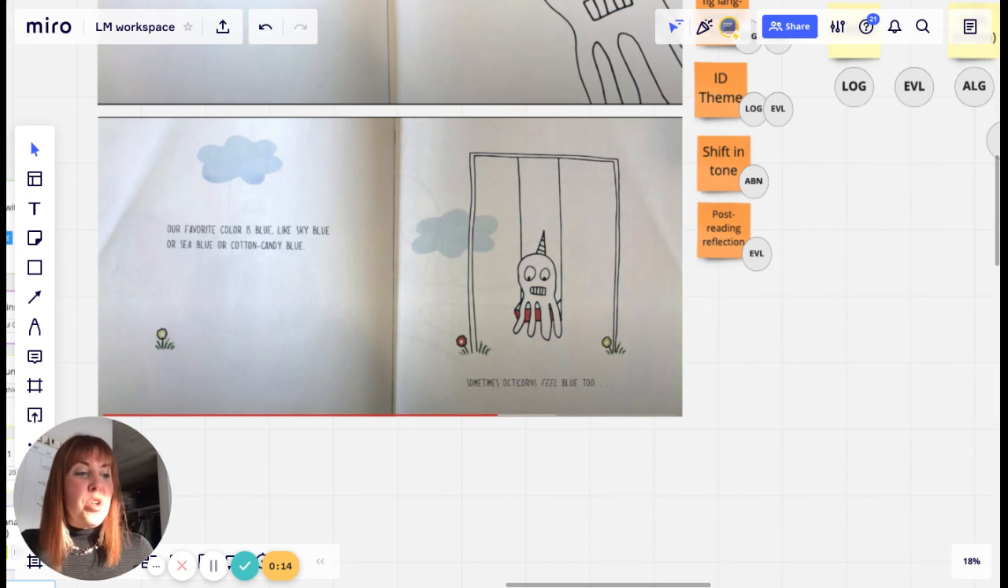So, in short, computational thinking can offer us literacy practitioners a number of ways to approach a read aloud from a fresh perspective.